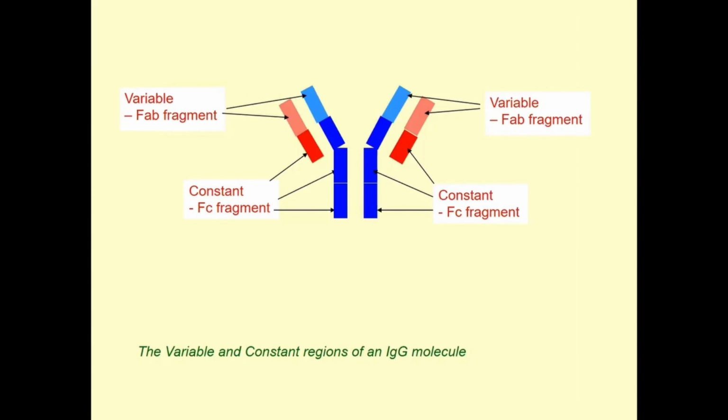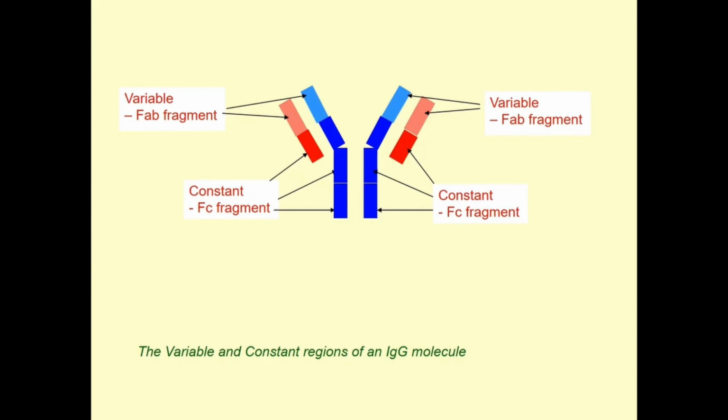Each of the light and heavy chains in an antibody has different regions, or domains as they're referred to. They're either a variable domain or a constant domain or region. We can see the variable and constant regions of a typical IgG molecule in this diagram. The variable region contains the antigen-binding site. This site is found in the N-terminus of the polypeptide chain at the tip of the arms of the Y molecule. The N-terminal half of the heavy chain and all the light chain together make up what we call the Fab fragment, or antigen-binding fragment.